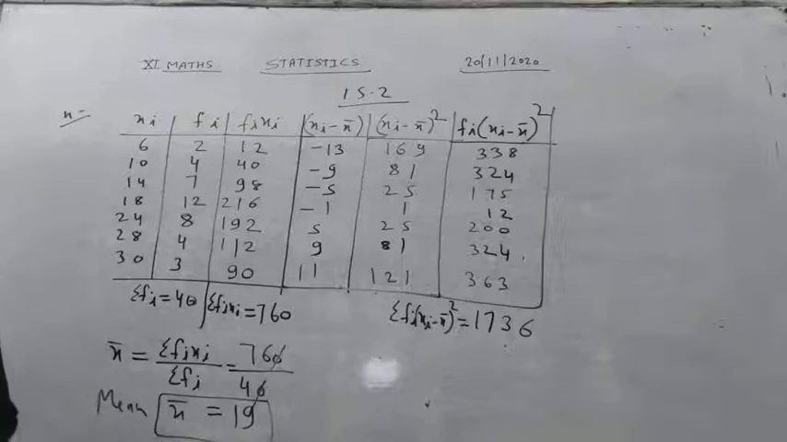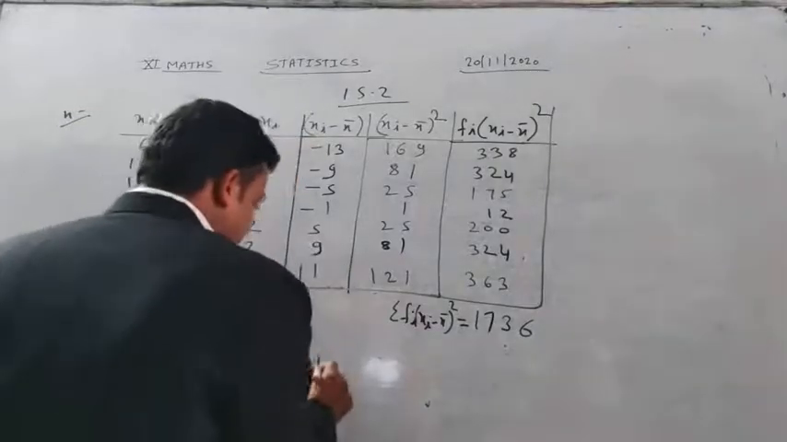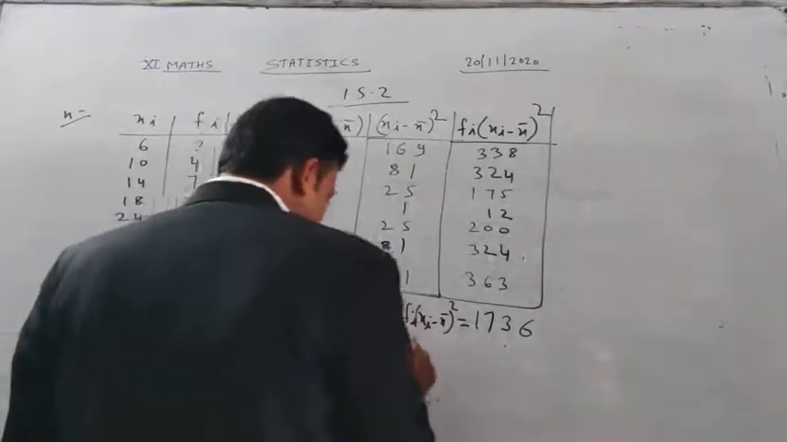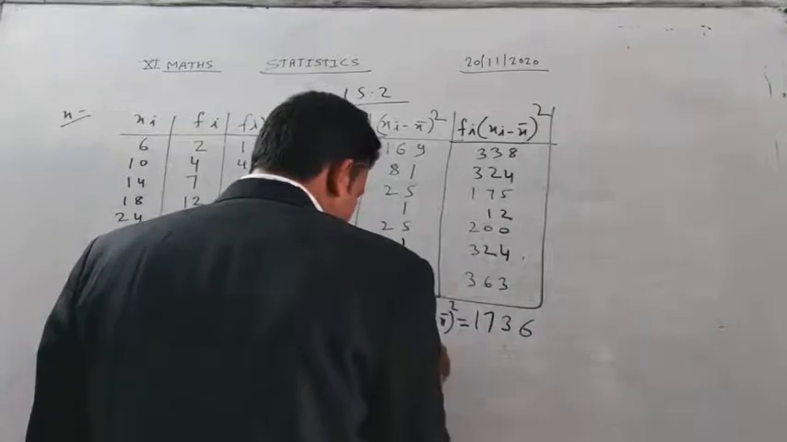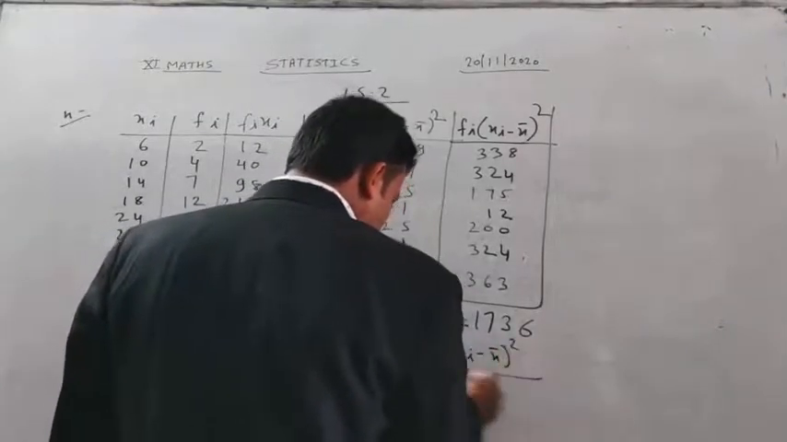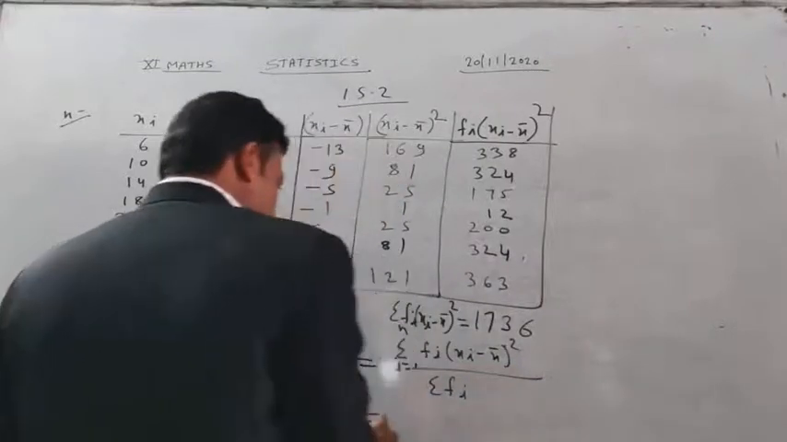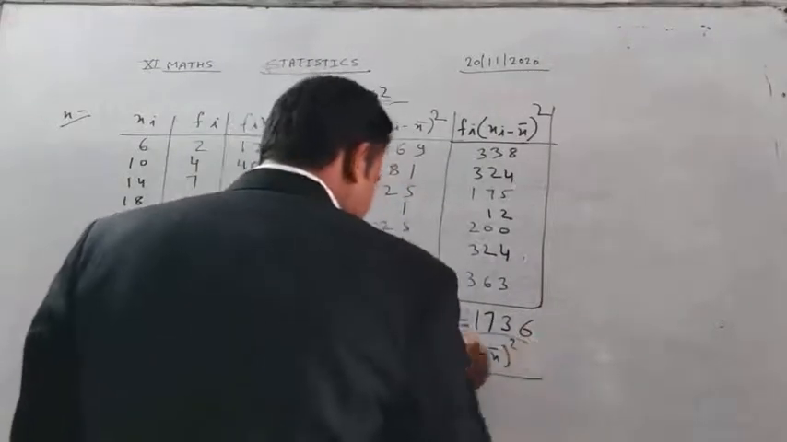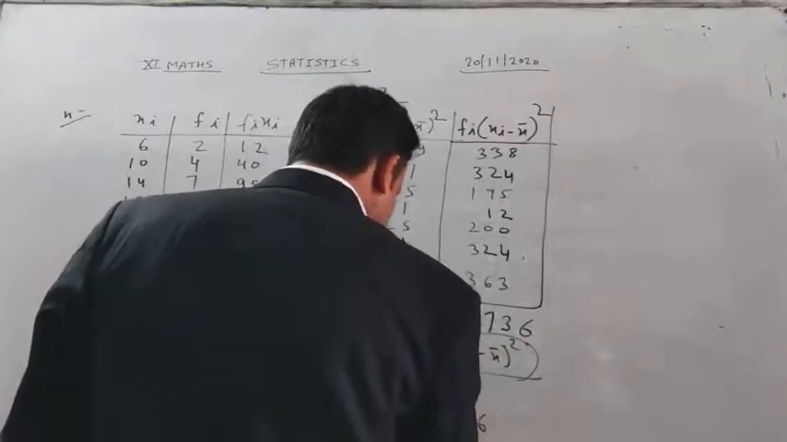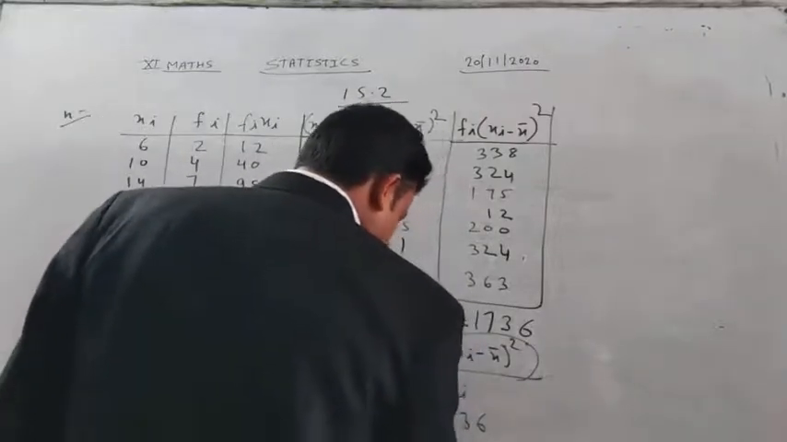Now what will we find out? Our variance sigma square is summation, i from 1 to n, fi xi minus x bar whole square, divided by summation fi. So this term, 1736, is divided by 40. Now we will solve this.